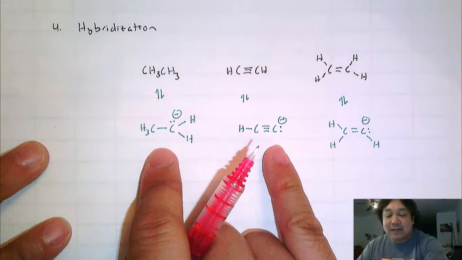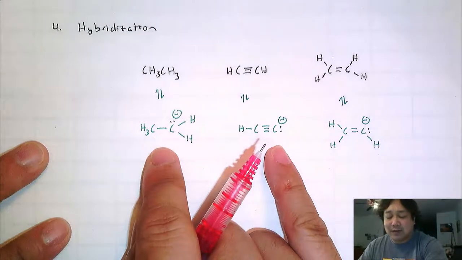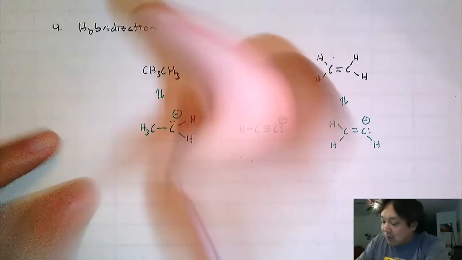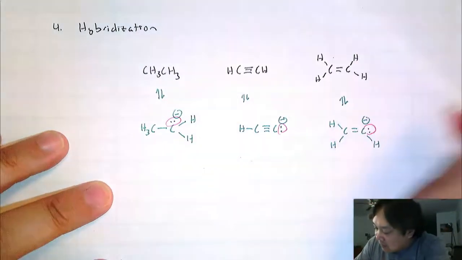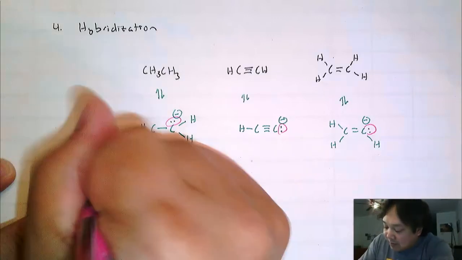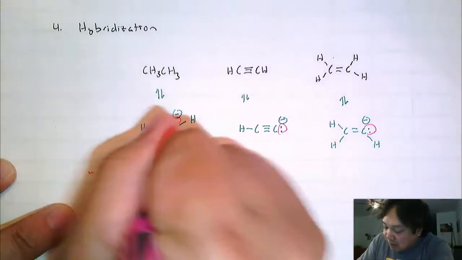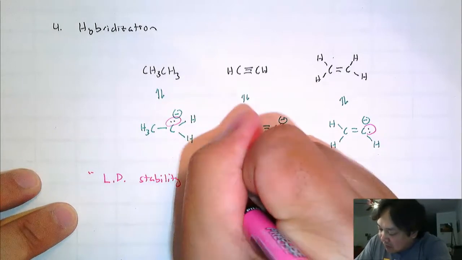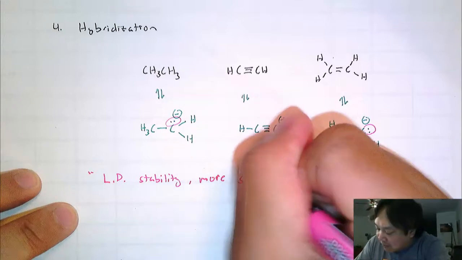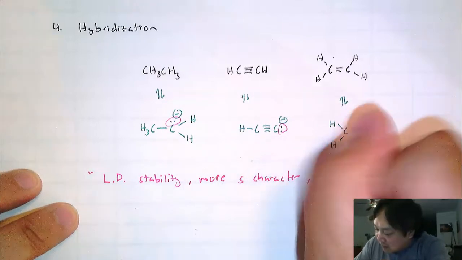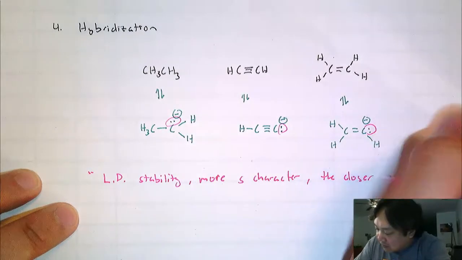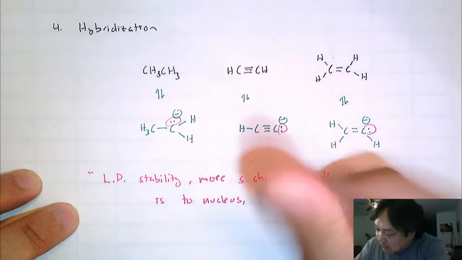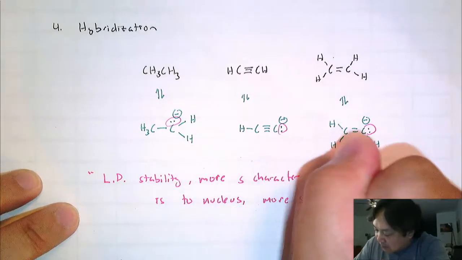They're all C's, so we can't use electronegativity or size because they're all identical. And there's no resonance actually for any of these molecules. We're going to look at the lone pair. The stability of the lone pair. Lone pair stability. The more S character, the closer the lone pair is to the nucleus, the more stable.